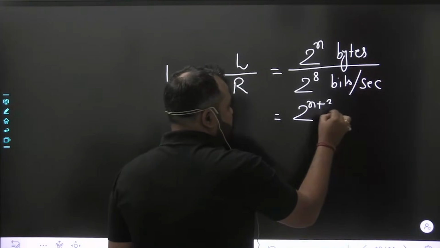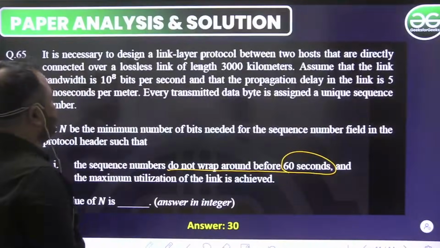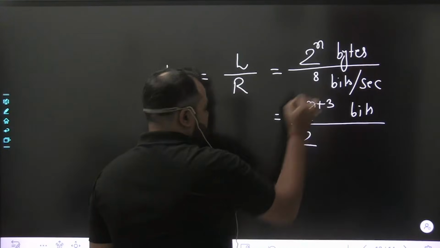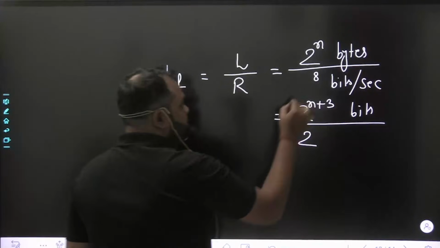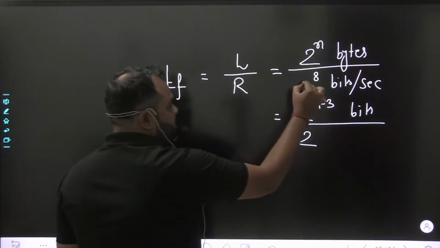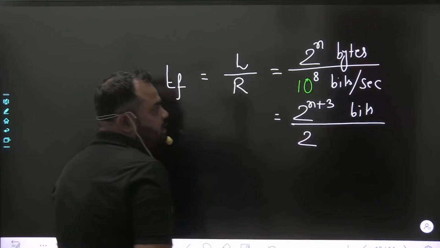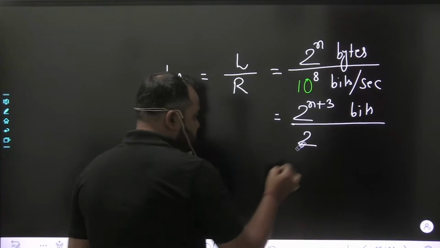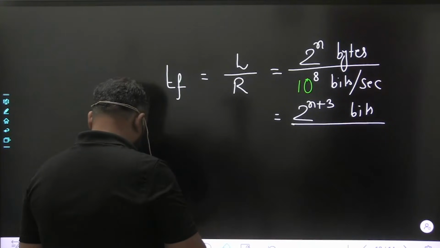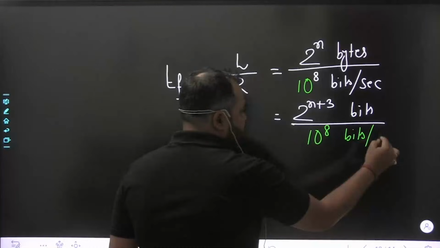This is 2 to the power n plus 3 bits, and this is 2 to the power, sorry, I think this is 10 to the power 8 bits per second. Okay, sometimes the screen hangs. This is 10 to the power 8 bits per second. We'll erase this and write here 10 to the power, just wait a second, 10 to the power 8.